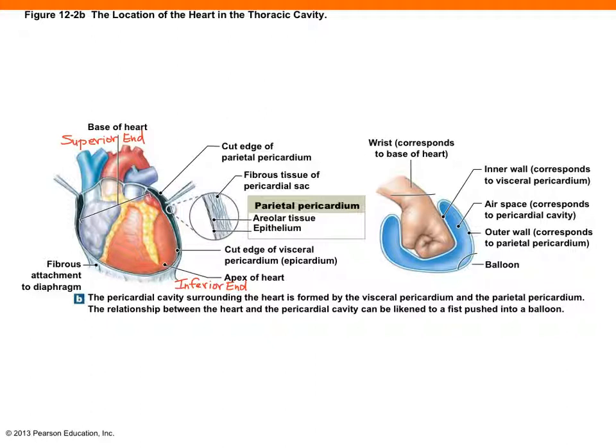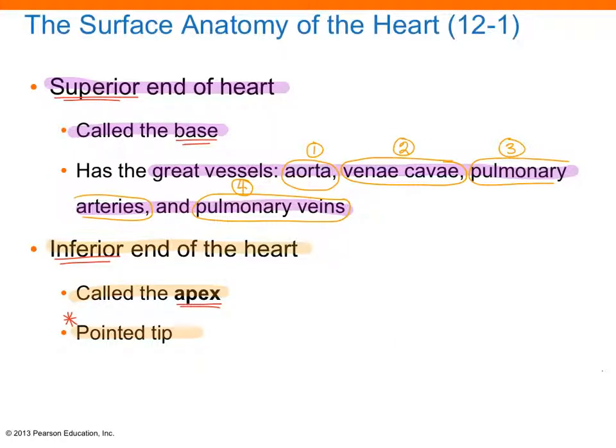This shows you the base of the heart, the superior end, and the inferior end, and the heart is about the size of a fist. Let's go over the surface anatomy of the heart. The superior end of the heart is called the base. It has the great vessels: the aorta, the vena cava, the pulmonary arteries, and the pulmonary veins. The inferior end of the heart is called the apex. It's the pointed tip.